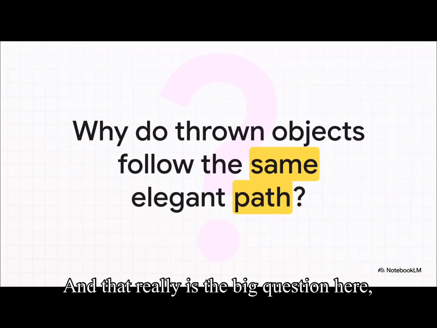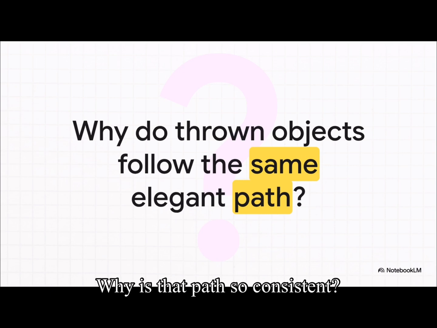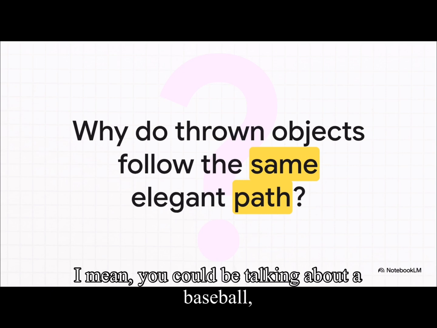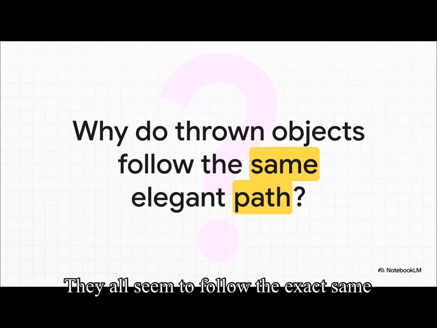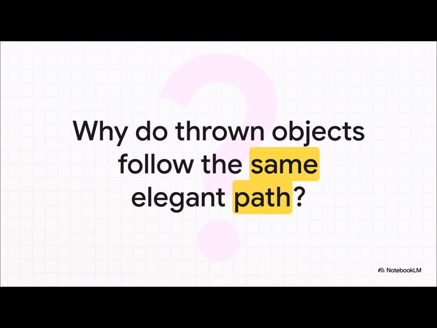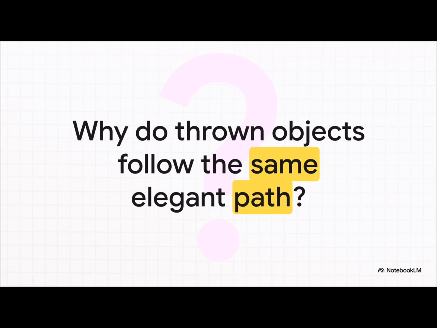And that really is the big question here, isn't it? Why is that path so consistent? I mean, you could be talking about a baseball, a soccer ball, even water shooting out of a fountain. They all seem to follow the exact same fundamental script. So what's the secret behind this universal motion?